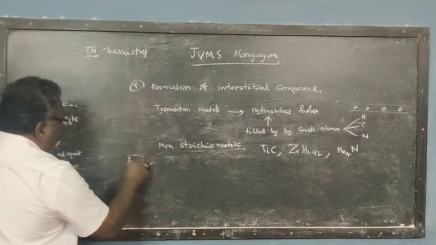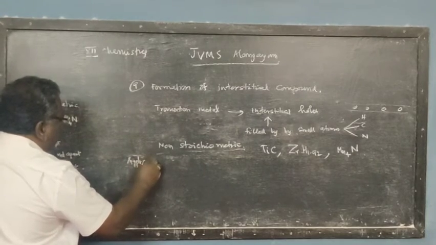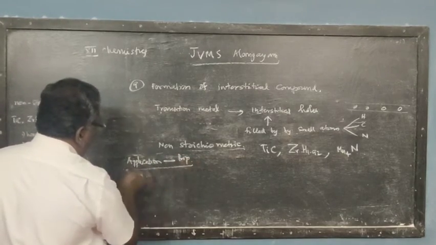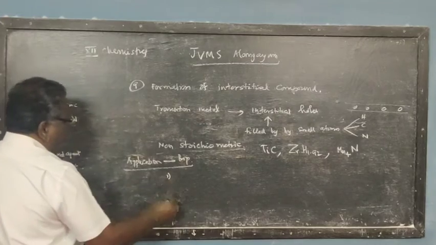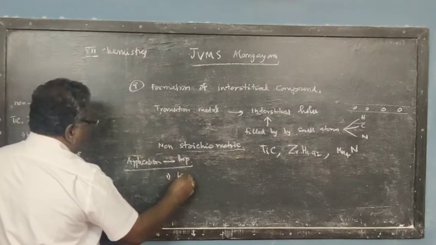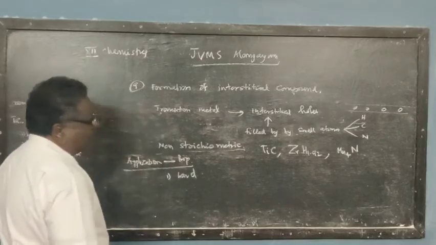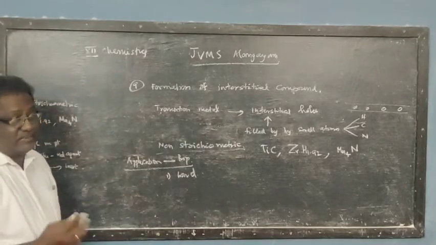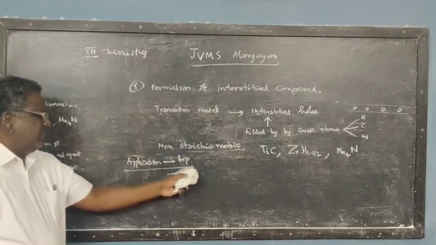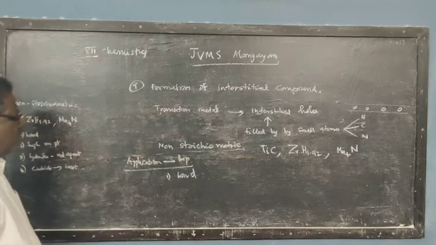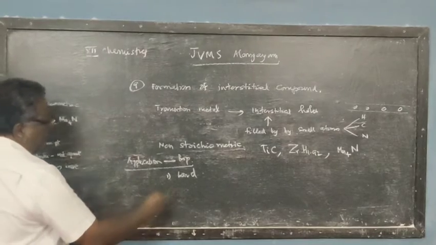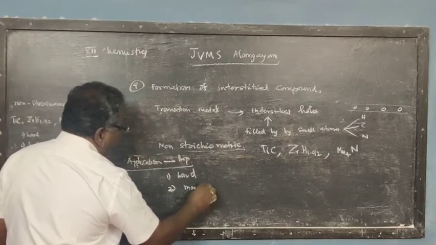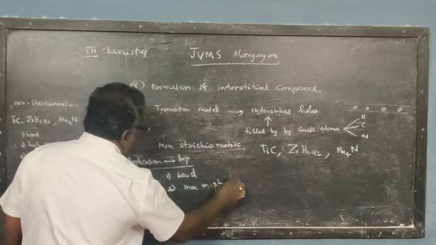The interstitial compound has got a lot of application, and due to their extraordinary properties, right? The first one is they are found to be very hard, right? The strength of the compound, the density of the compound, or the specific gravity of the compound increases, they form very hard compounds, right? And then the second thing is they have more melting point than the metals.